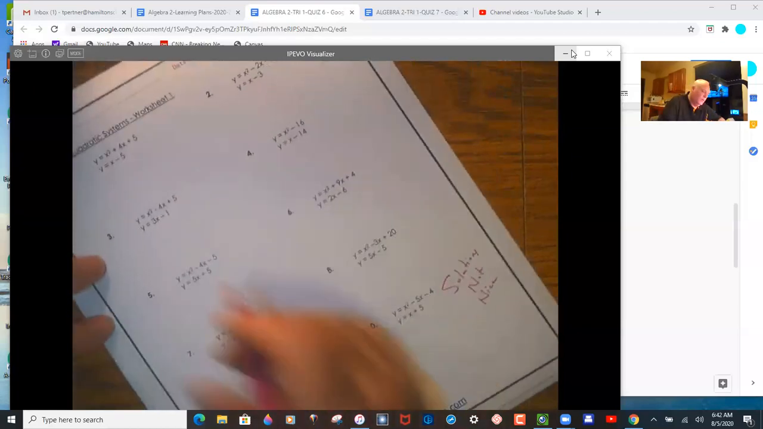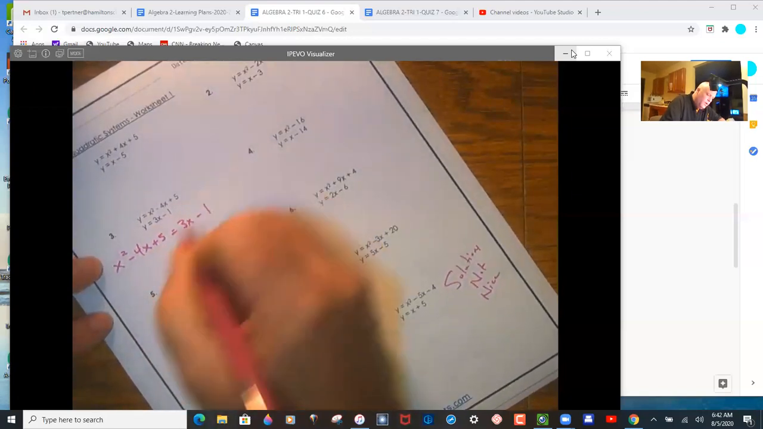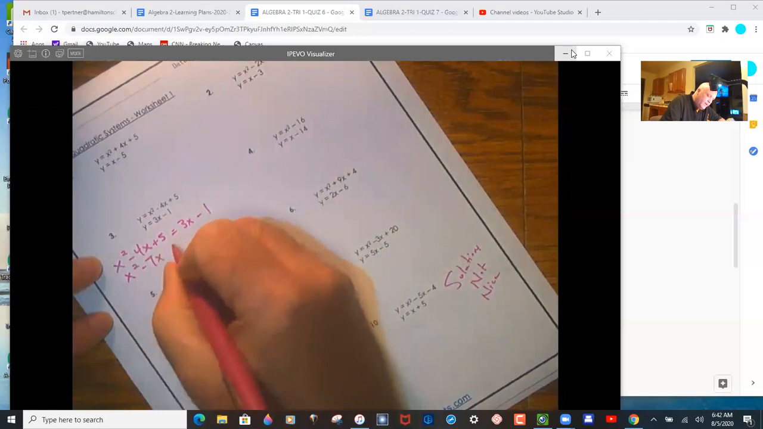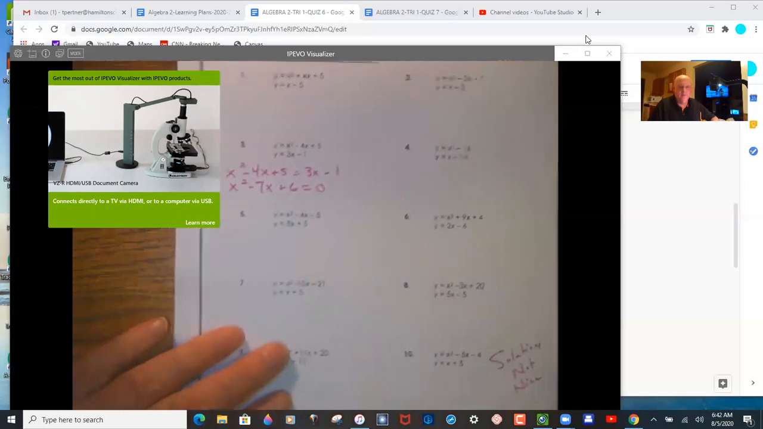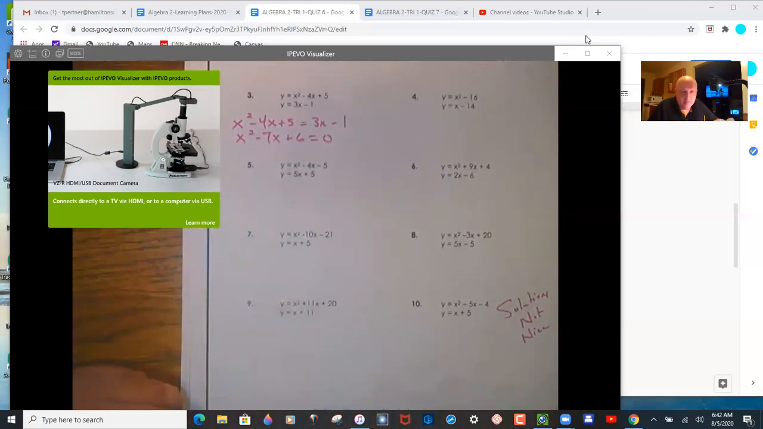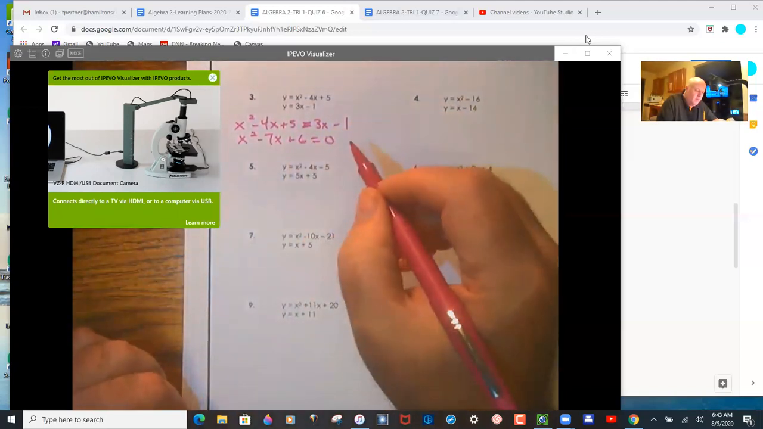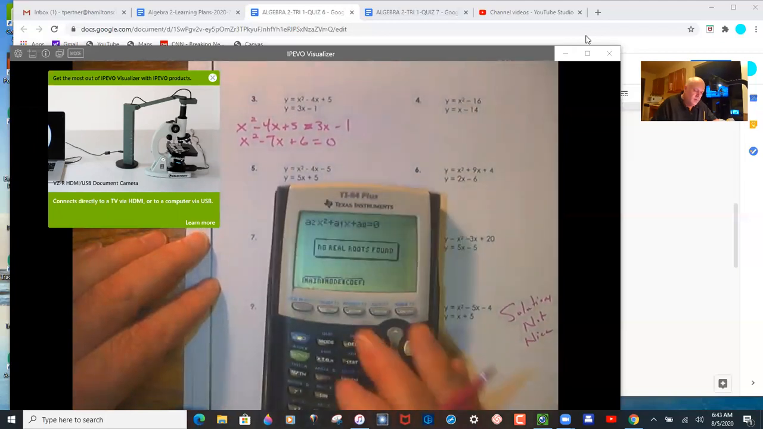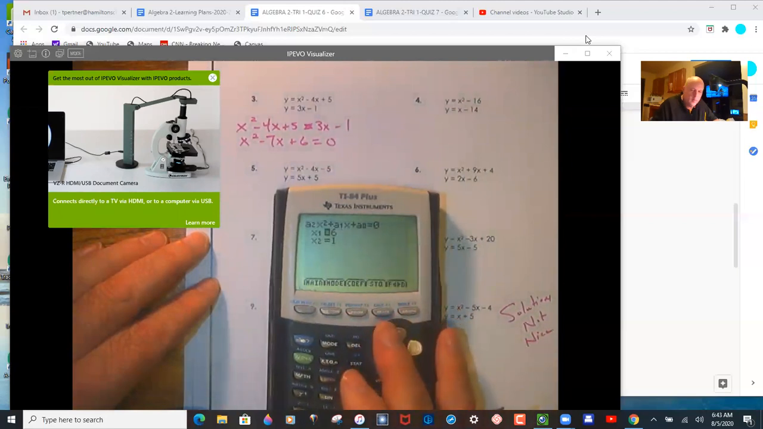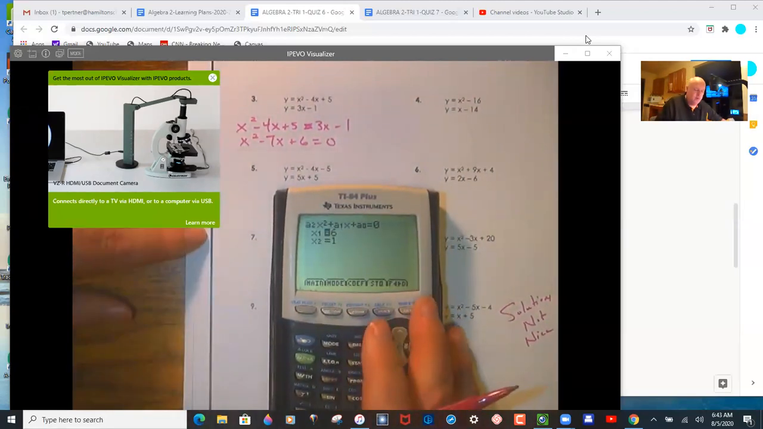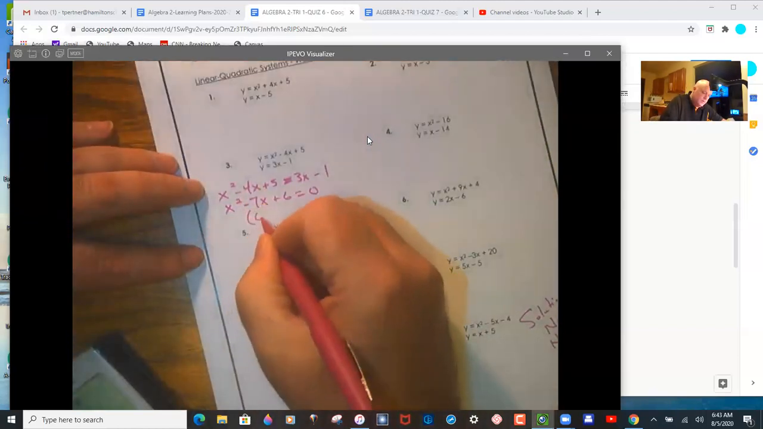And let's just do 3. One more of these for the heck of it. Equals 3x minus 1. So x squared minus 7x plus 6 equals 0. Everything on one side. So subtract the 3x over, making -7, and add the 1. And then run it through. So we're done with the quadratic formula, so I will allow you to use technology when we have to find solutions. Okay, so 6 and 1.